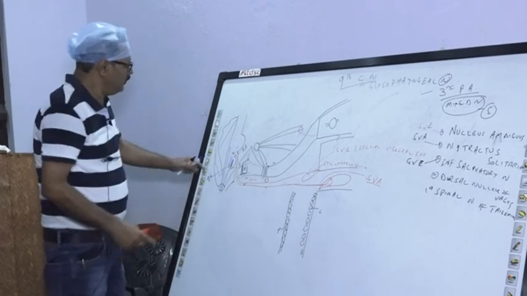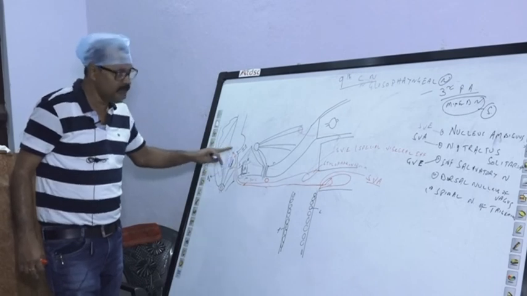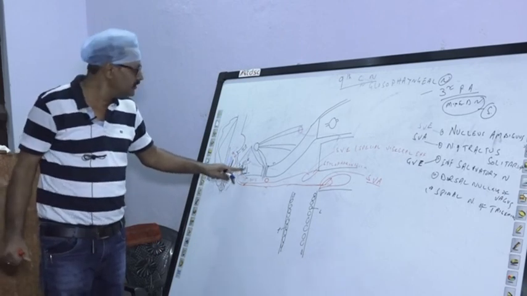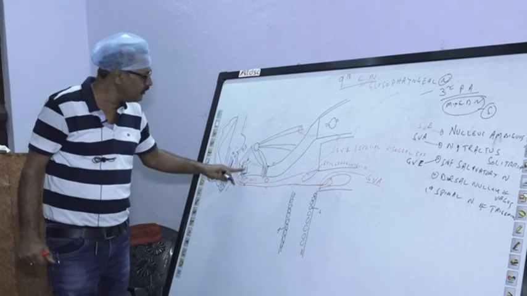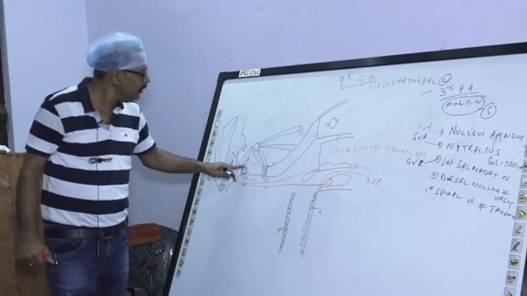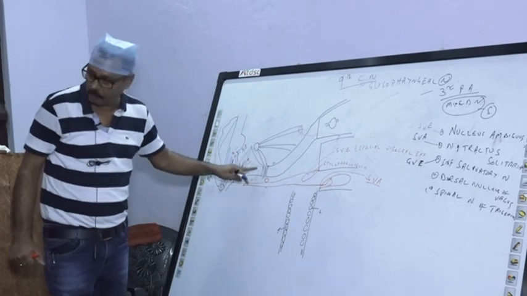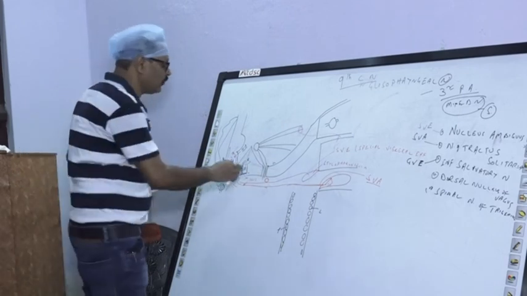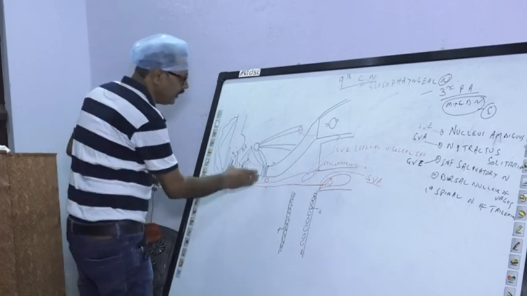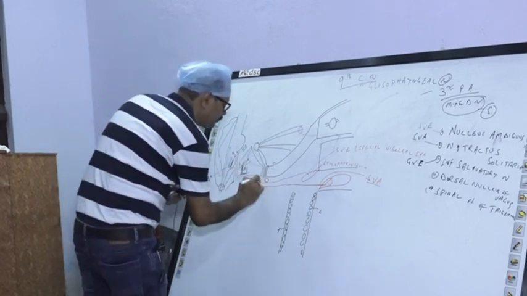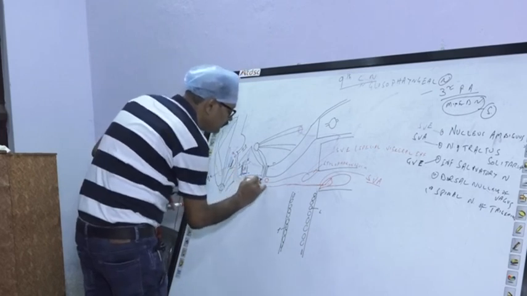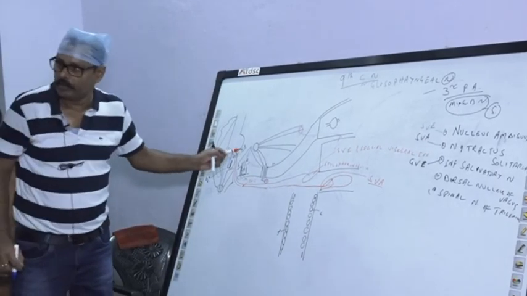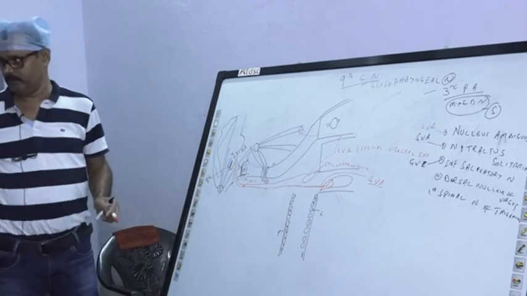This is the fiber coming from the salivatory nucleus, which enters the tympanic canaliculus as the tympanic nerve. This tympanic nerve forms a tympanic plexus over here. It leaves the tympanic plexus as the lesser petrosal nerve. The lesser petrosal nerve travels through its groove and ultimately comes out through the foramen ovale, and reaches the otic ganglion to provide the pre-ganglionic fiber.